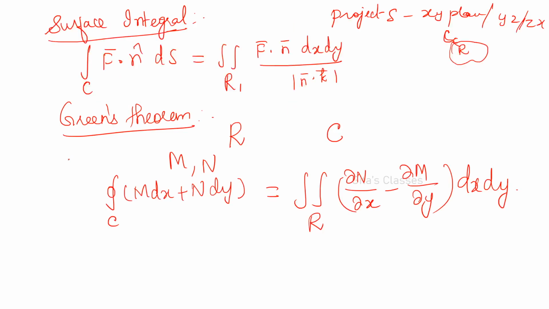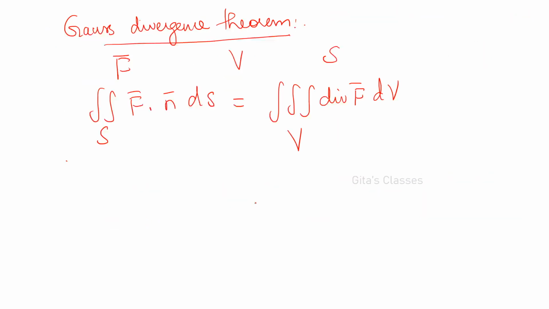So Green's theorem is finding the relationship between single integral and double integral. And Gauss divergence theorem is finding the relationship between double integral and triple integral, that is, surface integral and volume integral. Next is Stokes theorem.